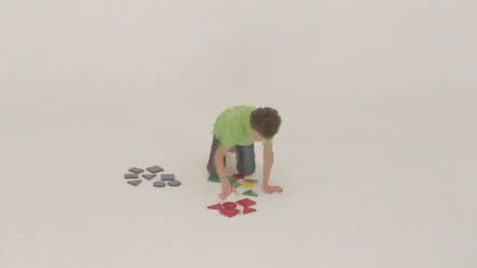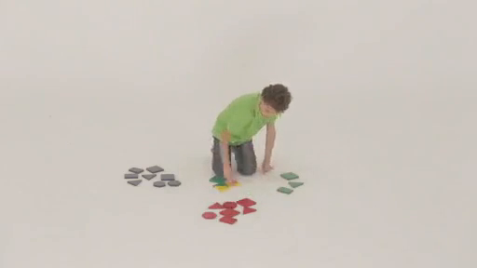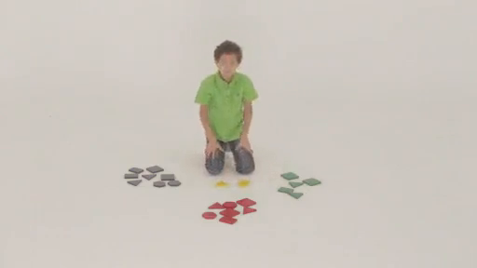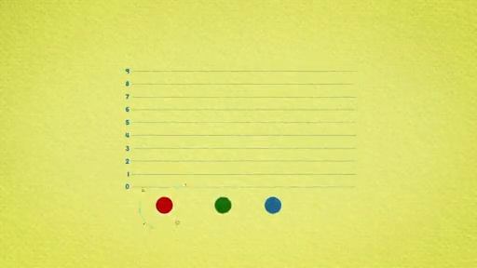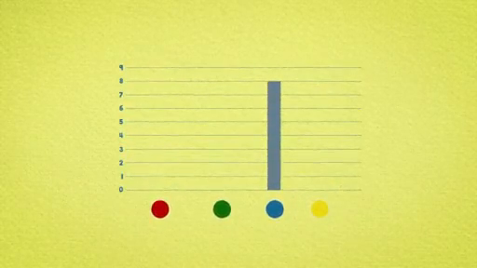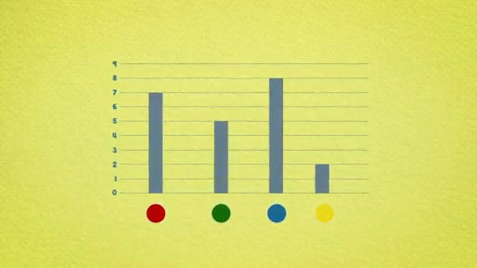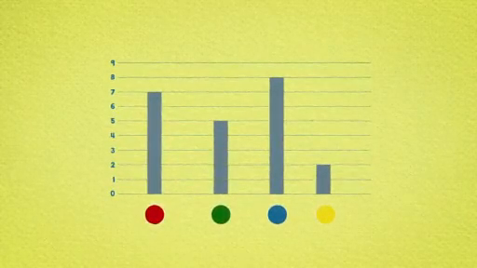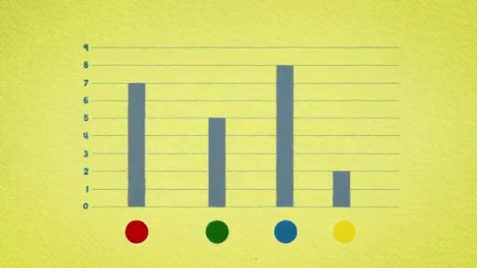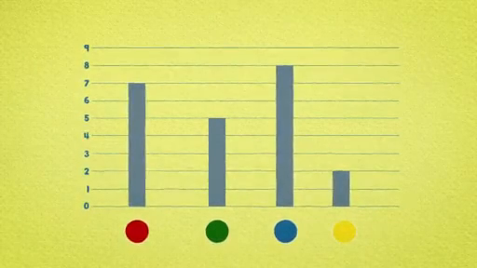Turns out we have 8 blue shapes, 7 red, 2 yellow, and 5 green. Let's represent this information using a graph. We'll use a bar chart as we did before, only this time the grouping is by color and not by shape. We have 8 blue shapes, 7 red, 2 yellow, and 5 green. We can clearly see that Mustafa has the most number of blue shapes, while he has the least number of yellow shapes. Graphs are cool like that.